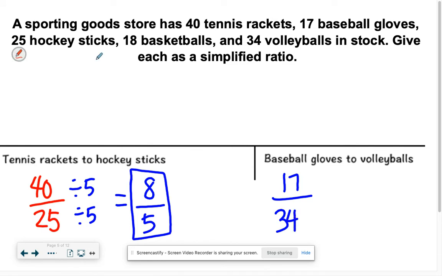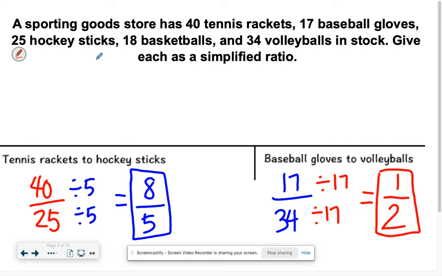This one does reduce. Yeah, 17 goes into both of them. So you're not far off. What's 17 divided by 17? 1. 34 divided by 17? 2. So for every 1 baseball glove, we have 2 volleyballs. That's what that means. 1 to 2. Does that make sense? Yeah.